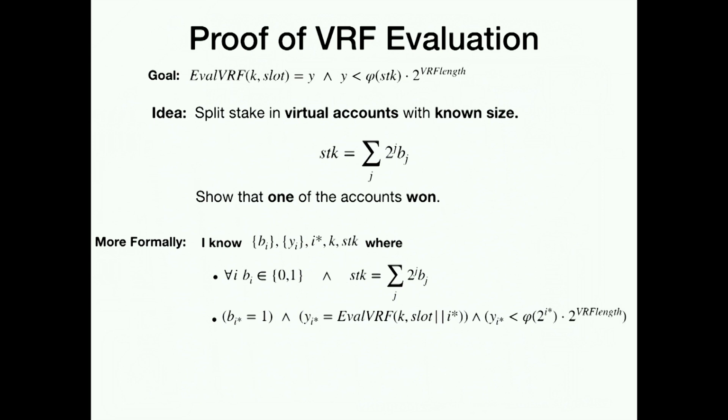So for that particular account, we need to make sure that the account really exists, has positive stake. So the bit should be 1. And then the rest is essentially just the VRF evaluation for that specific account. It's just the same as the top line for one virtual account. Now, how do you prove that?